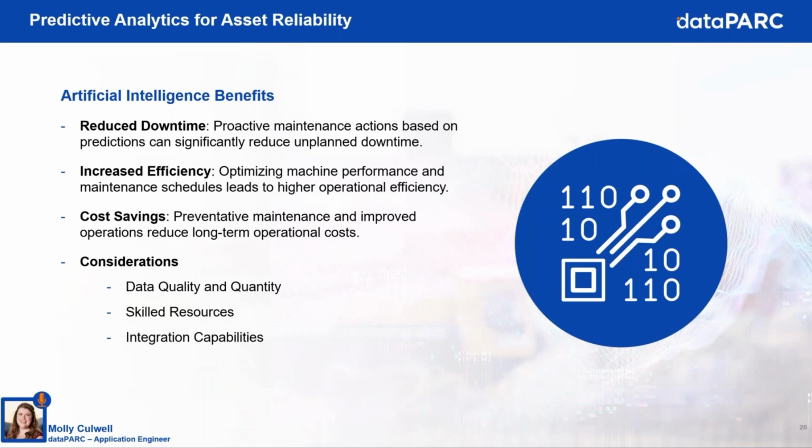And finally, integration capabilities. The system must be able to integrate with existing IT and operational infrastructure. If you have the data and you have good quality data, it's not going to be very useful if you're not able to integrate with a platform that can read all this data. So make sure before selecting an AI or machine learning tool that you have the integration capabilities that you want for both IT and operational infrastructures.